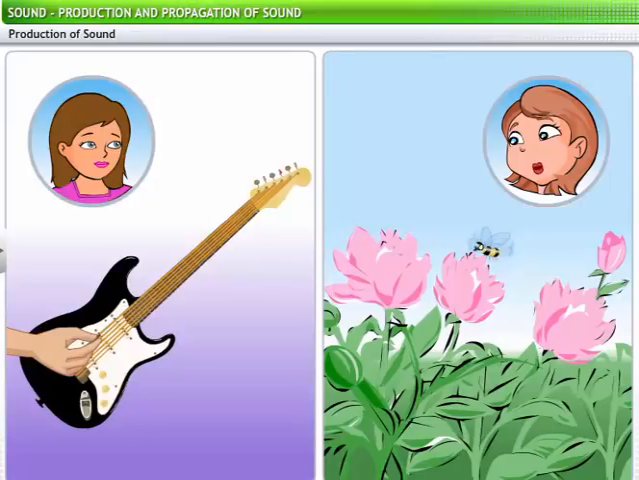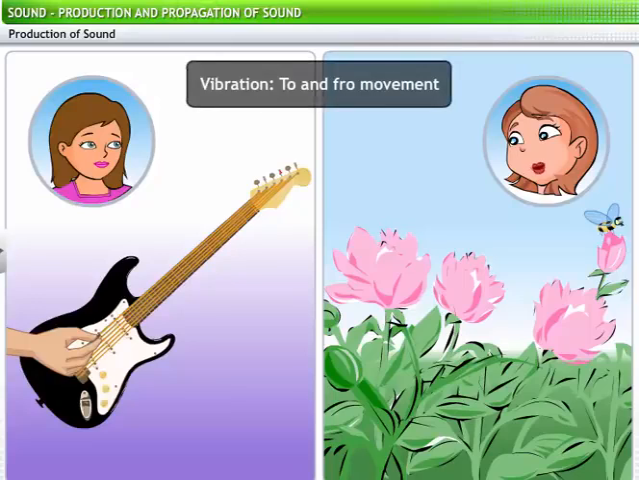Now let's take a look at two situations where different types of sound are produced. What was common in both the cases where sound was produced? There was a to and fro motion of the parts of the bodies when they produced sound. This to and fro movement of an object is called vibration. Sound is produced due to vibration of objects.